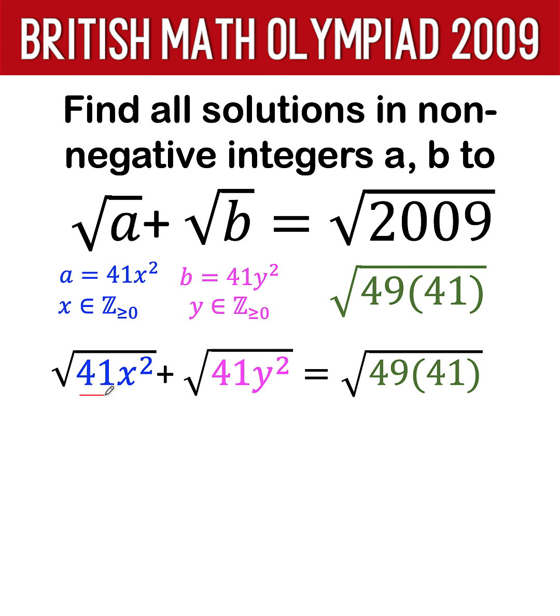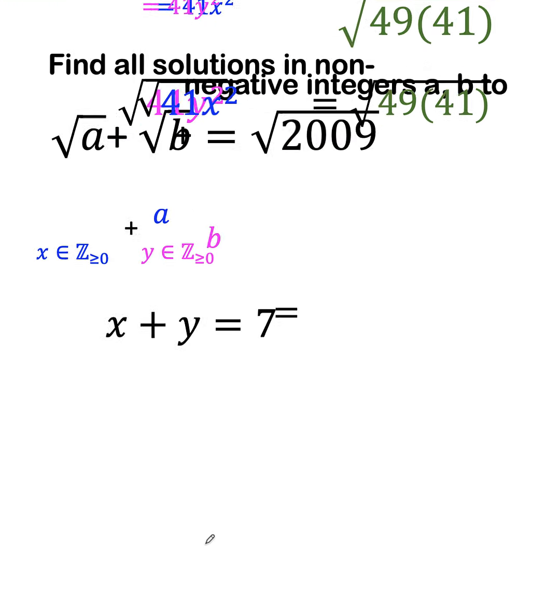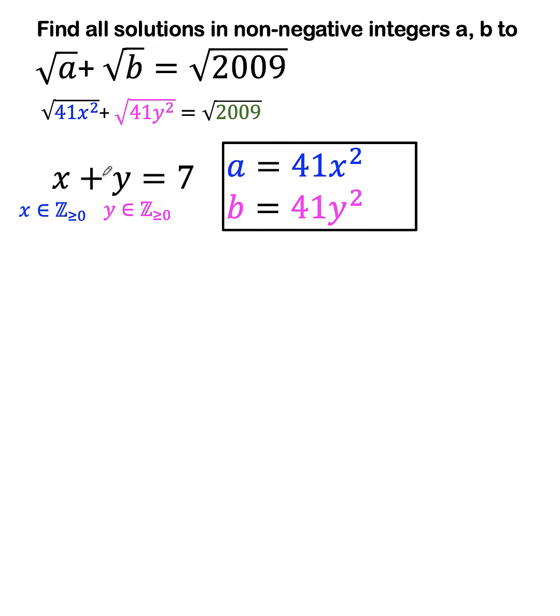Notice now the presence of the square root of 41 in every term, and all the other factors are perfect squares. So the square root of x squared is x, the square root of y squared is y, and the square root of 49 is 7. All the rest are copied. And we divide each term by the square root of 41. What's left is x plus y equals 7. And this condition is what we need in order to identify the solution set for a and b. So we know now that x plus y is equal to 7, where x and y are both non-negative integers.